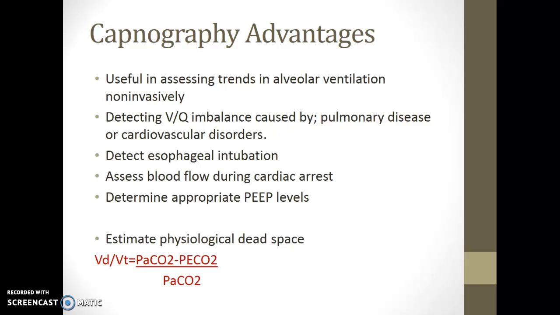It is needed to estimate physiological dead space, and remember the calculation for VD/VT is (PaCO2 minus PETCO2) over PaCO2. So you take your PaCO2, which you would get from a blood gas, subtract off your partial pressure of end-tidal carbon dioxide, which you could get off of the monitor, and then divide that again by your partial pressure of arterial carbon dioxide, which again you would get from a blood gas.